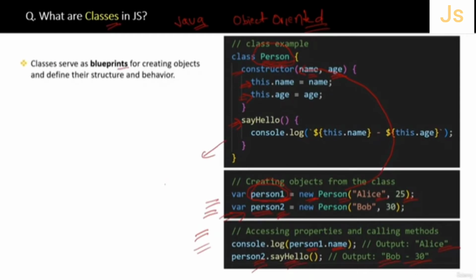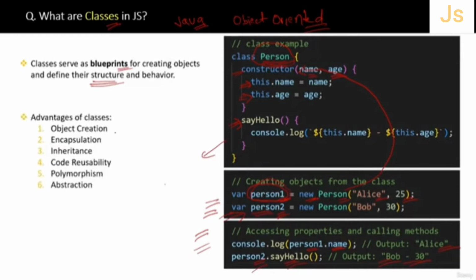Finally, the definition of classes. Classes serve as the blueprint for creating the objects and define their structure and behavior, right? And here are some advantages of classes. The first obvious one is that classes are used for object creation. The second benefit is classes follow object-oriented principles which provide encapsulation, which then provides data safety. Then object-oriented programming also provides inheritance, which provides reusability. Another benefit of object-oriented programming is polymorphism and abstraction. So that is a very deep level discussion, but maybe I will cover this in some separate question.